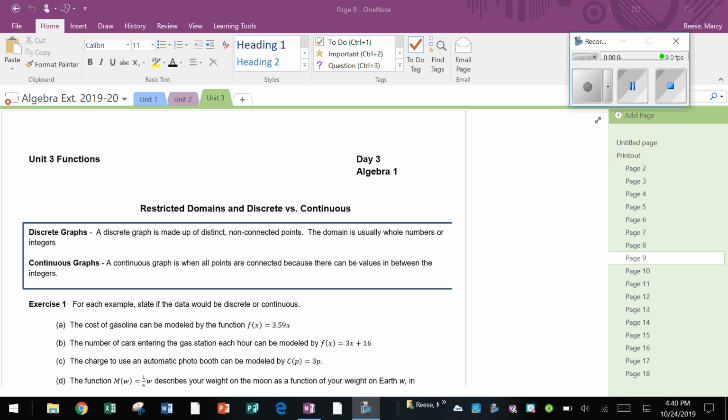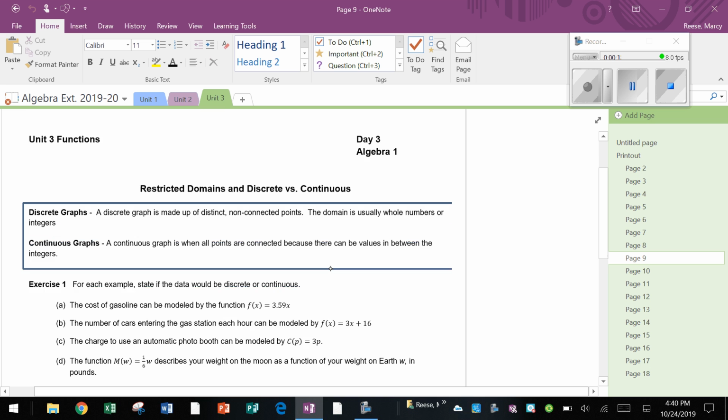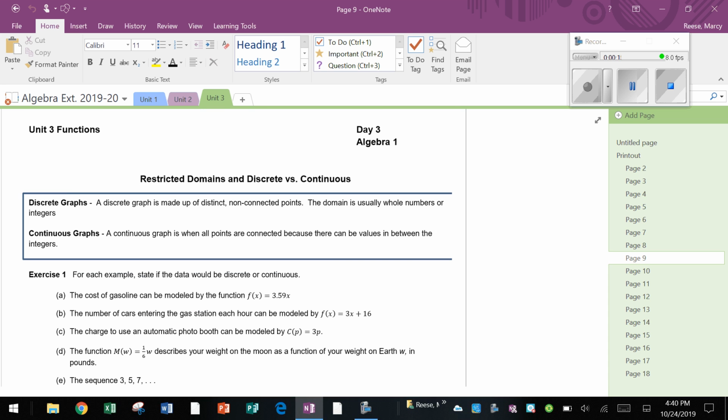We have our flip lesson today on Unit 3 functions, Day 3. The first part we're going to talk about is something called discrete versus continuous graphs. And then we're going to jump right into domains and ranges, and how to identify them on a graph. So that's really going to be today.